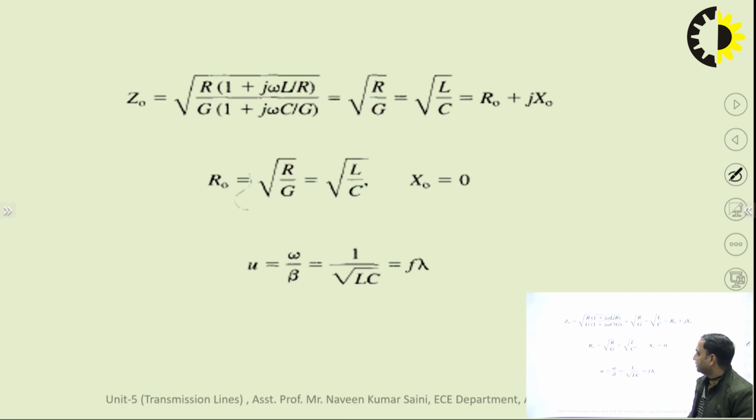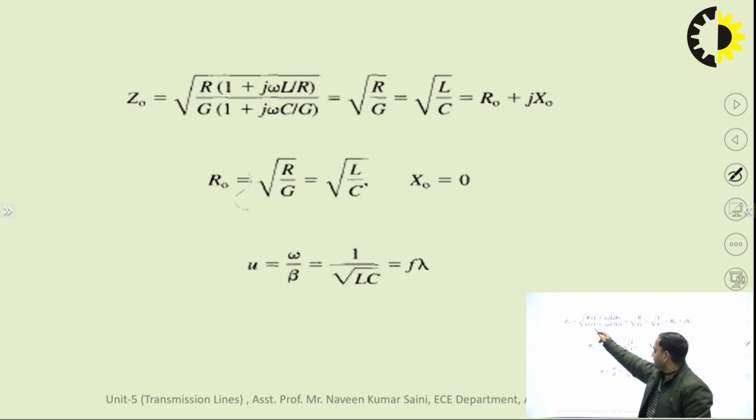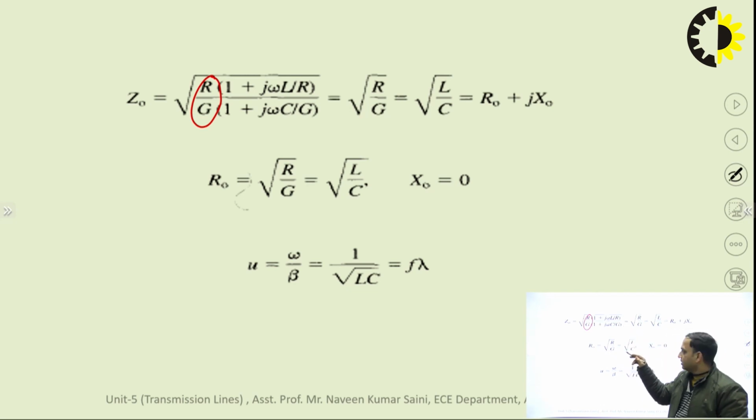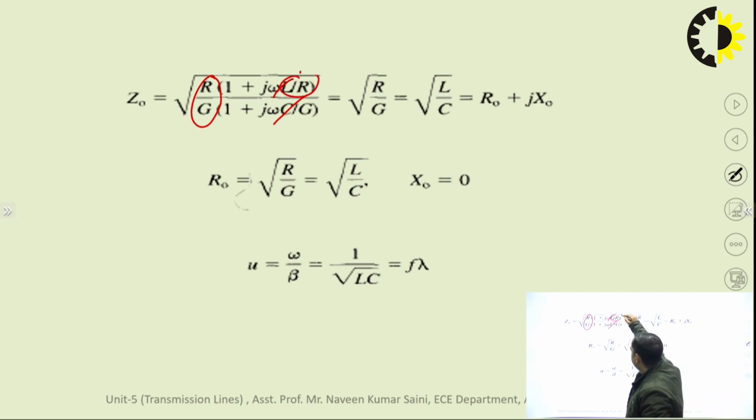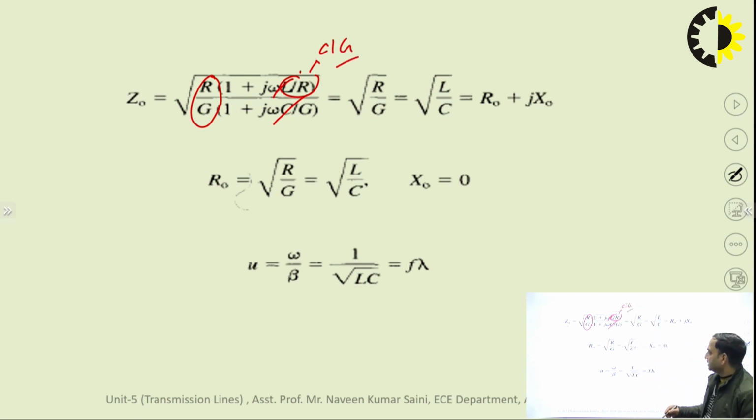Here when we solve for the characteristic impedance, Z naught, we take R and G outside. So, it is 1 plus j omega L upon R, and here 1 plus j omega C upon G. These will cancel out to each other because L upon R is equal to C upon G. When we use this, this cancels out, and what is left is R upon G. So, the characteristic impedance Z naught is equal to under root R upon G, and in place of R upon G we can use L upon C.